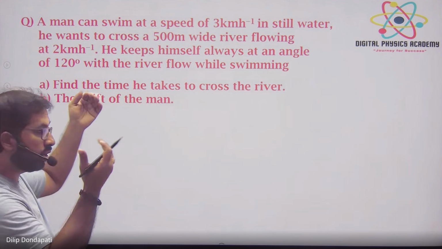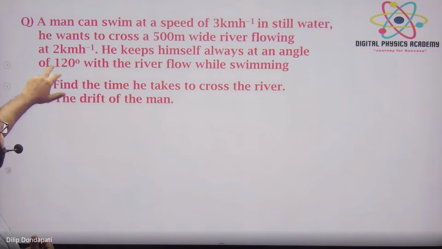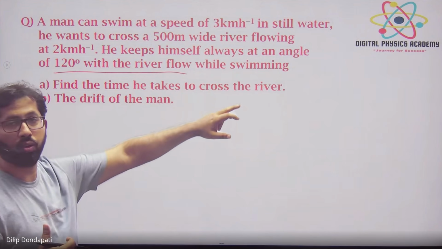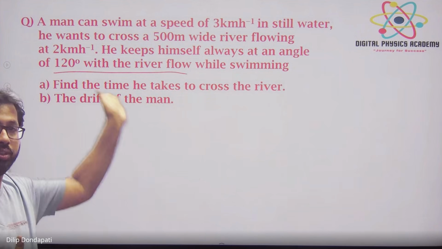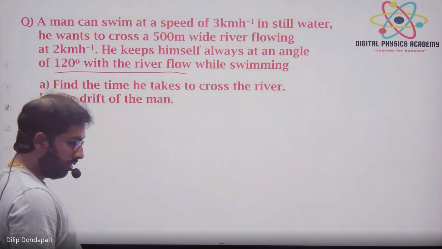Read the question: he wants to cross this much width of the river flowing at this much. He keeps himself at an angle of 120 degrees with the river flow. He is only given 120 degrees, is going initially. What time will he take to cross the river? Do it.